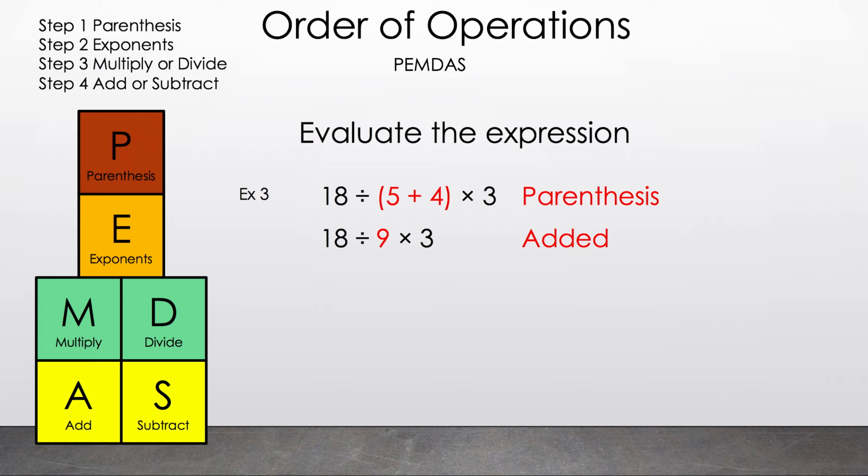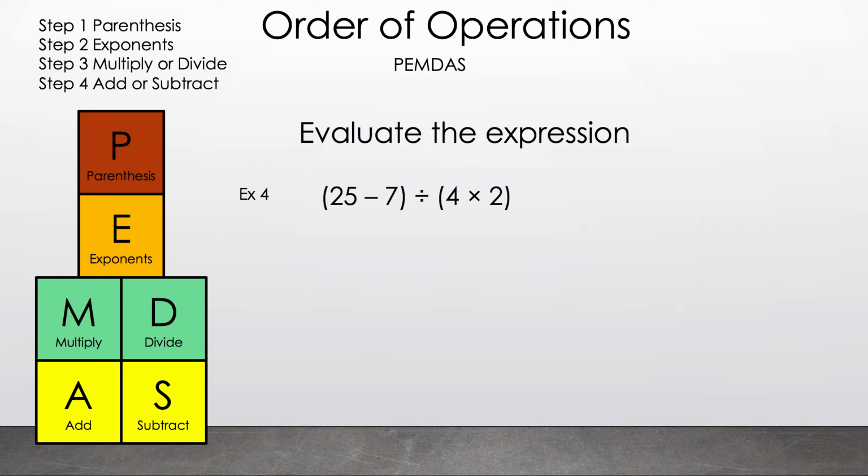So now we have to decide which one we're going to do first, division or multiplication. Well, they're on the same row, and they're inverses, so we're going to read it from left to right. So we're going to do 18 divided by 9, which is 2. And now we're going to multiply 2 times 3, which is 6. And that is your answer.